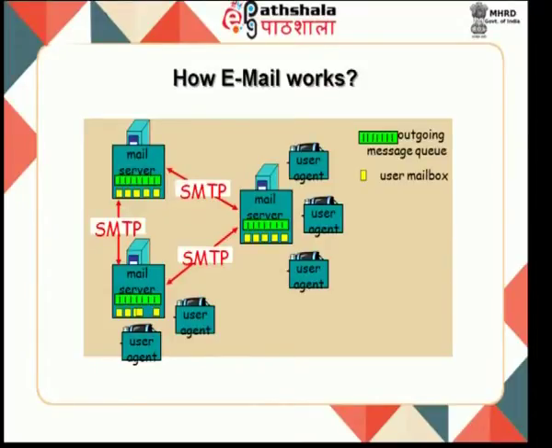We can see that the yellow boxes depict that every user is given a mailbox, and then there is a green queue called the outgoing message queue. This queue is for holding all the outgoing messages of the user that are to be sent to other users. So any mail that comes to this user is stored in the mail server in the user's mailbox, and when the user agent comes online, he is able to download or receive any of the mail messages available in the user's mailbox.